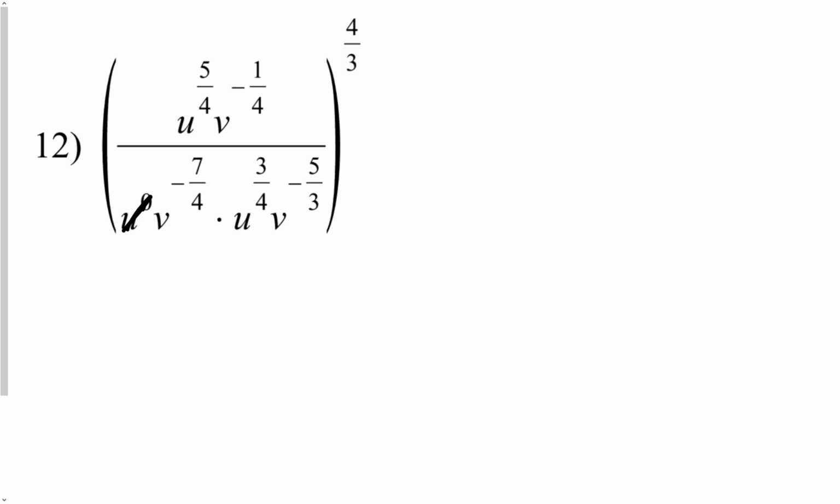All right? Again, I think simplifying inside the fraction before raising everything to the 4 over 3 power is probably easier. Okay? And this one is going to have some crazy fractions in it. So let's not make them any crazier before we actually have to. All right, so let's start off with the top, u to the 5 over 4 power, v, negative 1/4.